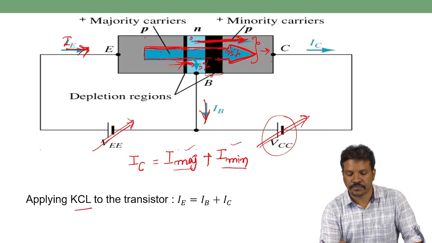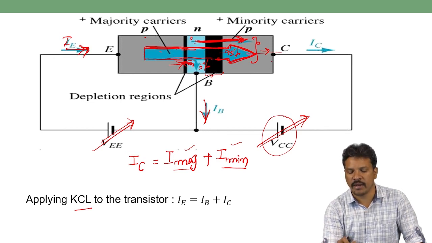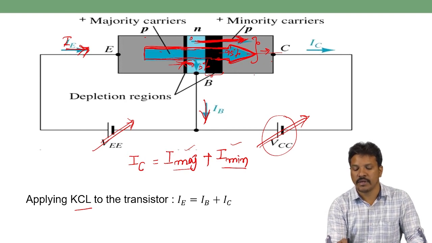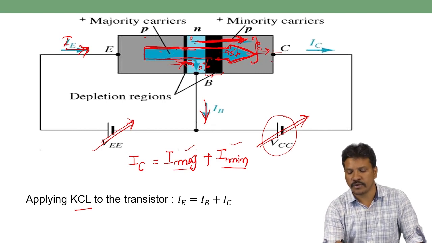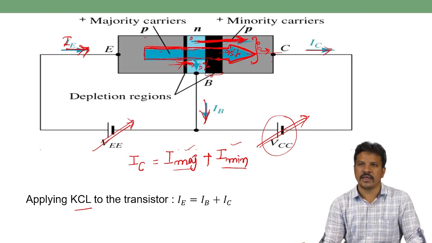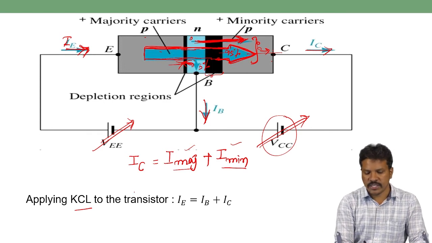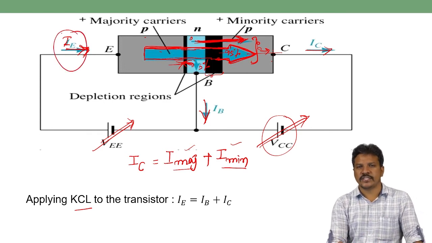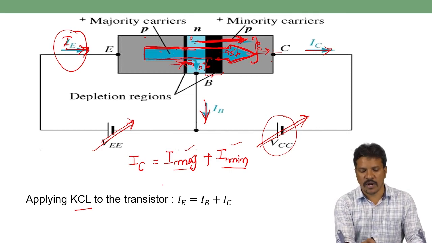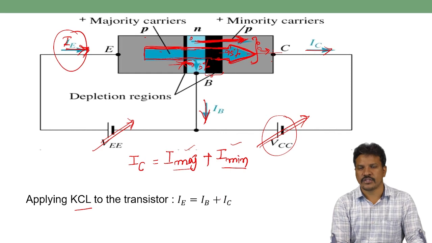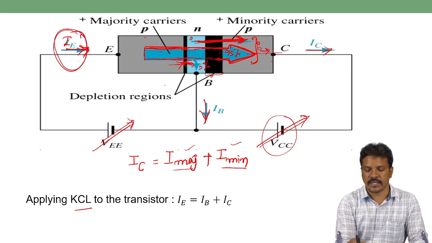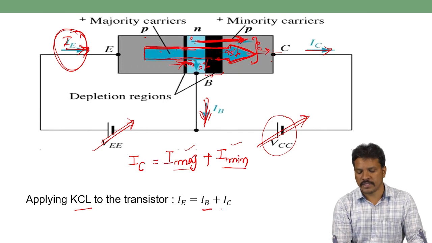The majority charge carrier holes reach the collector terminal, and the minority carrier holes also reach the collector terminal. So the combination of these majority and minority carrier holes reaches the collector, and the direction of the current is away from the collector. So the total charge carriers emitted from the emitter are inward, and according to Kirchhoff current law, the total entering current is equal to the leaving current, IB plus IC.